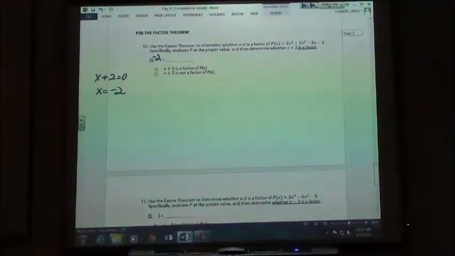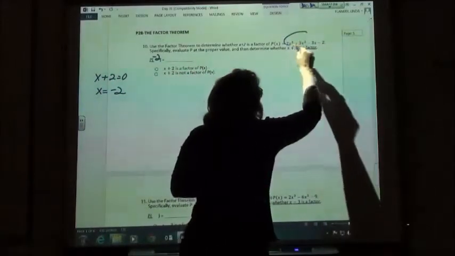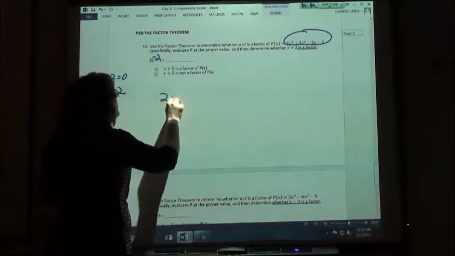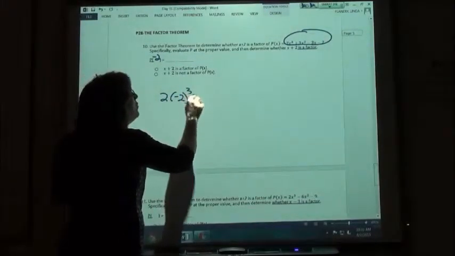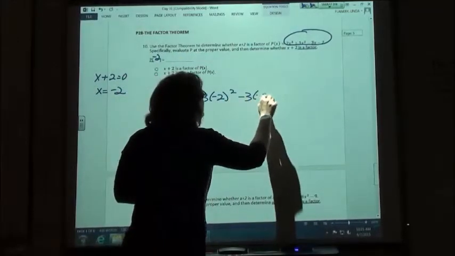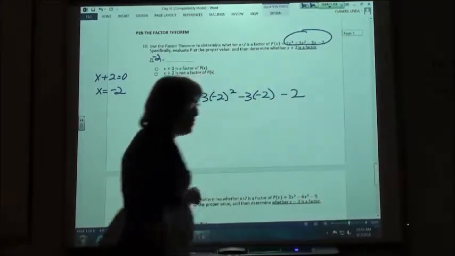So now we're going to grab our calculator, and we're going to put the negative 2 into our expression and see what we get for an answer. So 2 times negative 2 to the third plus 3 times negative 2 squared minus 3 times negative 2 minus 2.